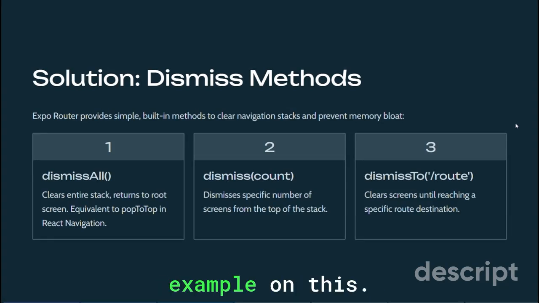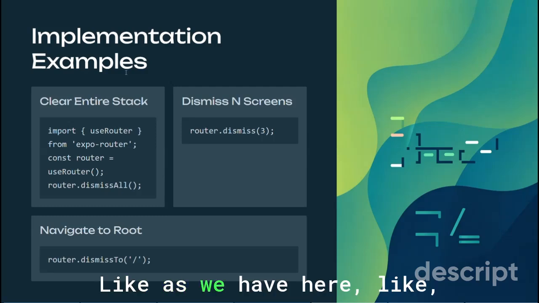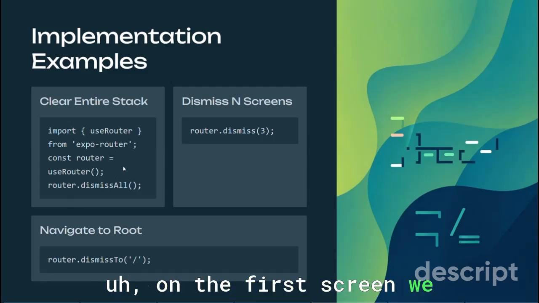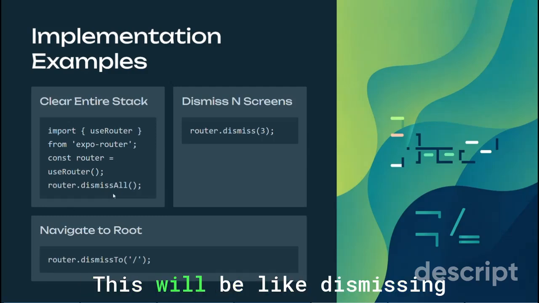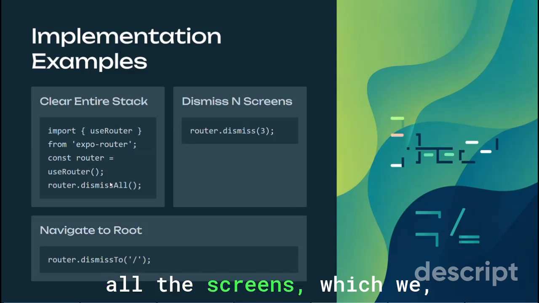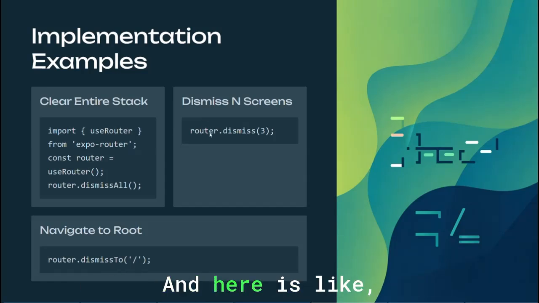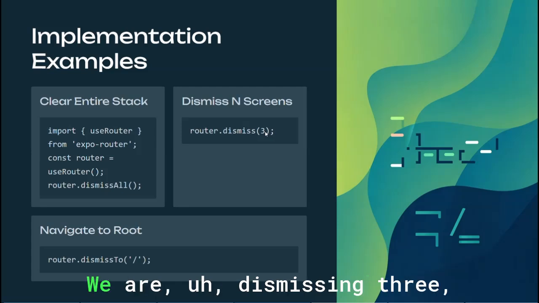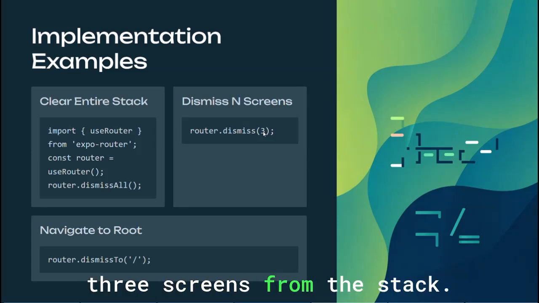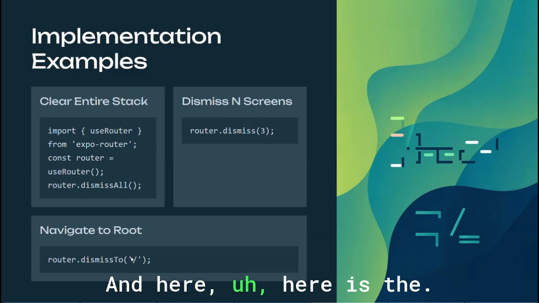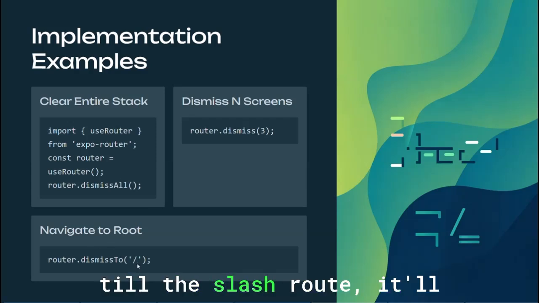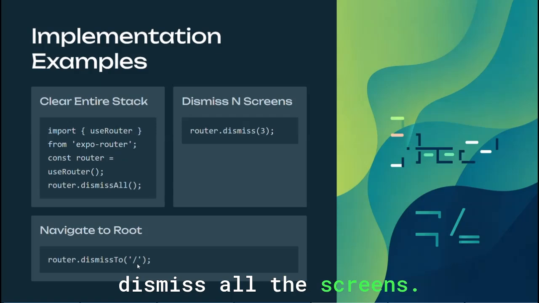So let's see some examples of this. As we have here, on the first screen we have dismissAll. This will dismiss all the screens which we have navigated before. And here is dismiss with a count. We are dismissing 3, like we are deleting 3 screens from the stack. And here is the root dismiss selection. Till the slash root, it will dismiss all the screens.